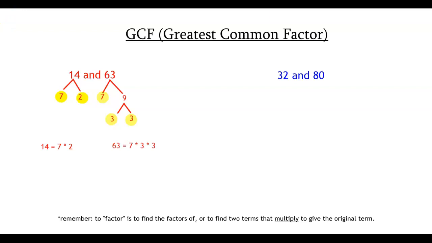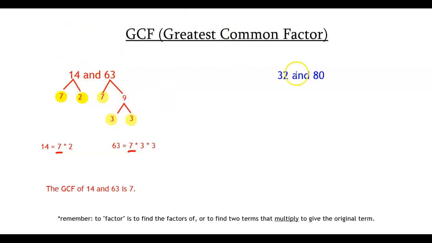And once I do that, I can identify that there are factors that are in common. So what I'm going to do is identify all of the factors that are in common and then put them back together to form a greatest common factor. In this particular case, 7 is the only number that appears in both lists. So the greatest common factor of 14 and 63 is 7.